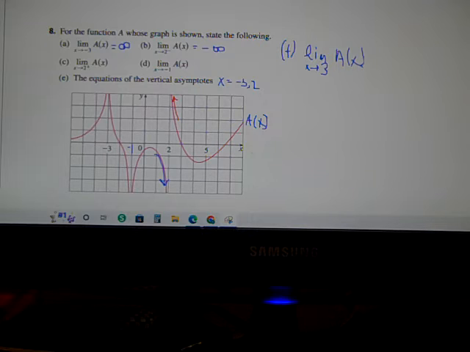I'm going to change font colors because the next one is limit as x approaches 2 from the right-hand side of the function a of x. Well, we just said it's going right here. That is positive infinity. Now, let's be clear. The limit at 2, because these are not the same, doesn't exist. The left hand, letter B, and the right hand, letter C, do not match.